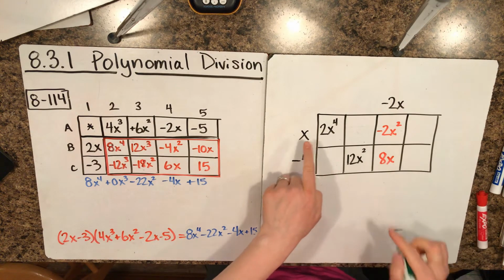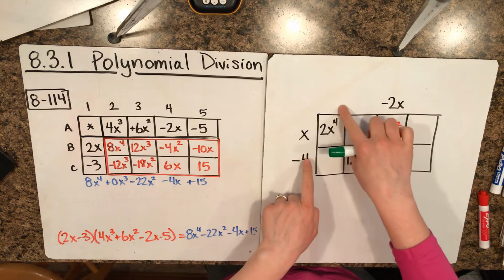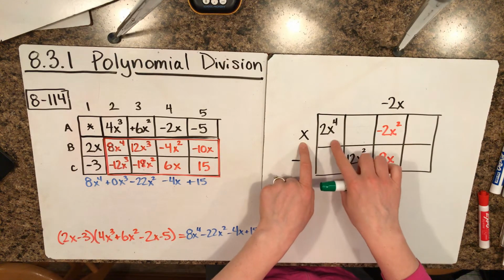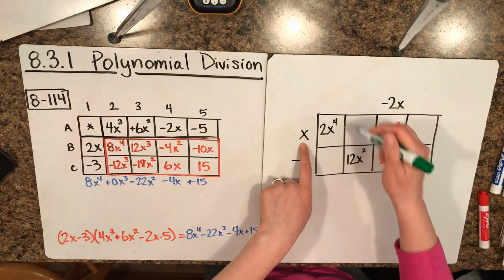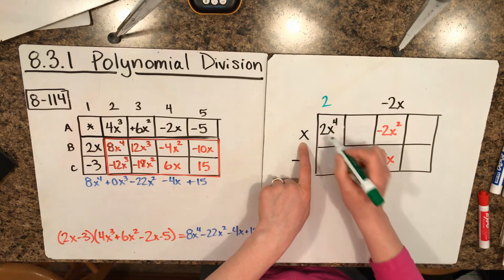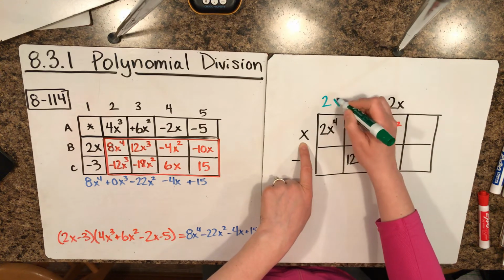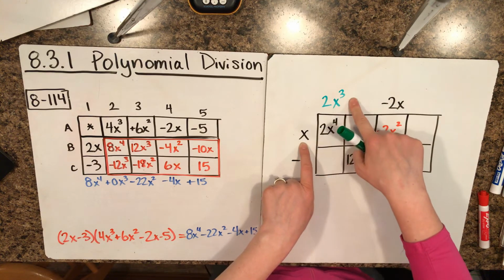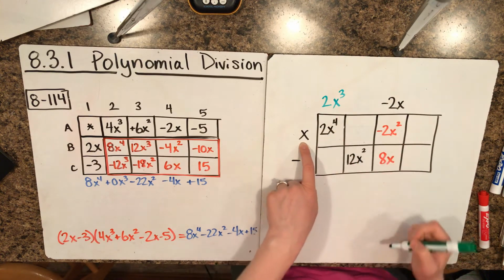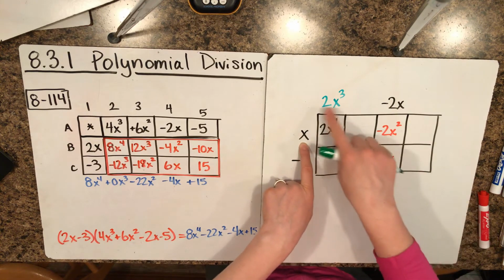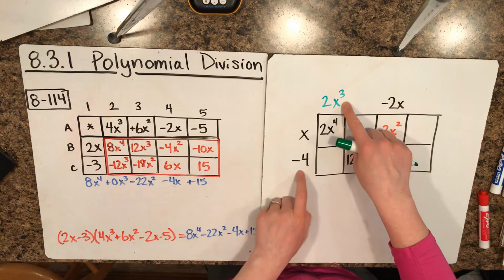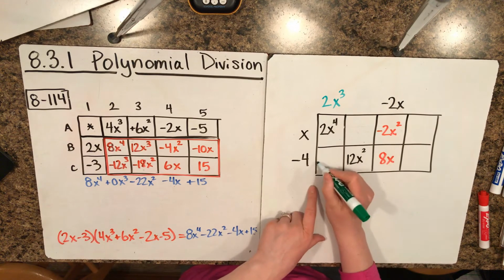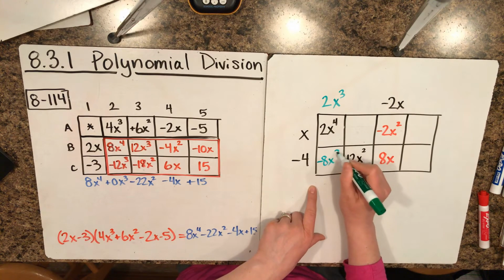And so what I can do with these other hints is kind of think backwards. Okay, so I know that the product between whatever's up here and x becomes 2x to the fourth. So 2 times 1 is 2, and x cubed times x is x to the fourth. So if I multiply 2x cubed times x, I will get 2x to the fourth. And now that I know this piece on top, I can multiply it by -4 and fill in -8x cubed.